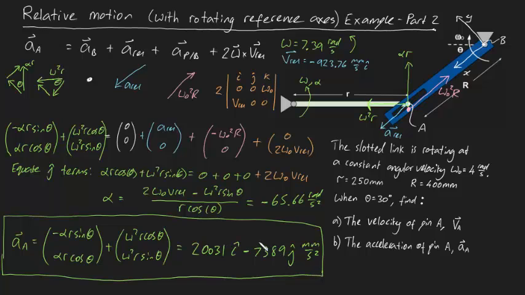Now, we could in fact find the magnitude of the acceleration of pin A if we wanted to by squaring both of these terms, summing them together and square rooting, but that's not what we're asked for. We're just asked to find the acceleration of pin A, AA, like this.